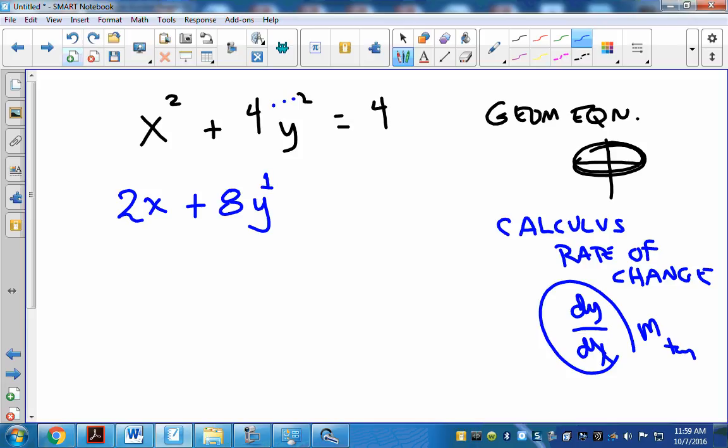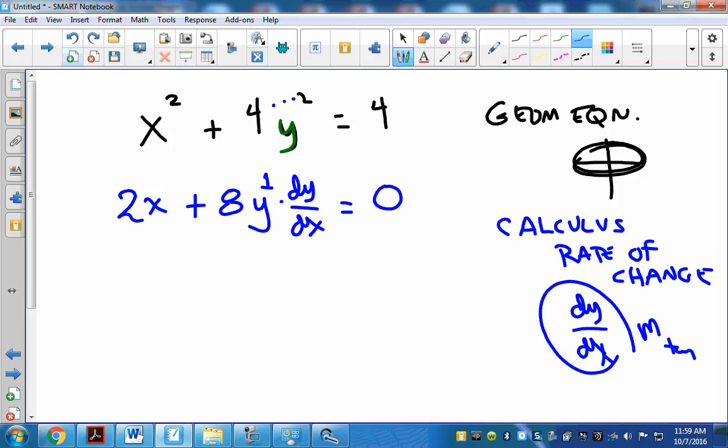8y to the first. But because we're differentiating with respect to x now, and that's not an x, we have to include, using the chain rule, the derivative of y with respect to x. The derivative of 4 is 0. When you differentiate a constant, you always get 0.